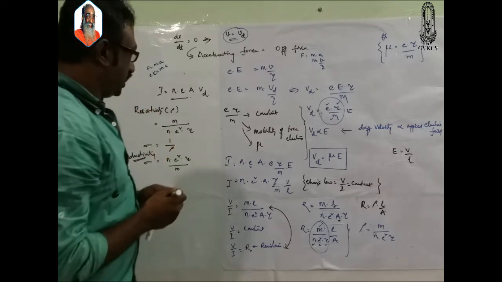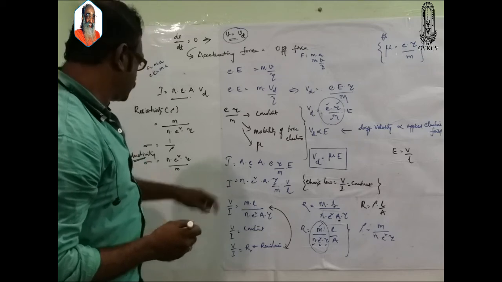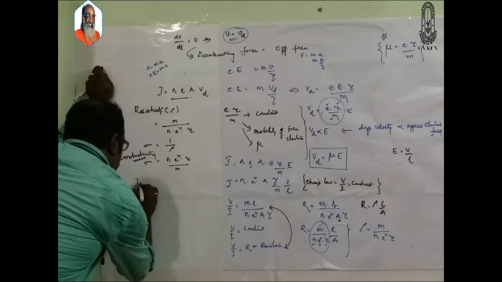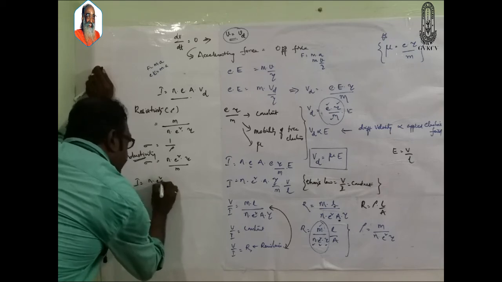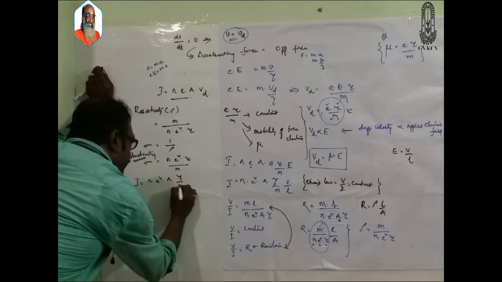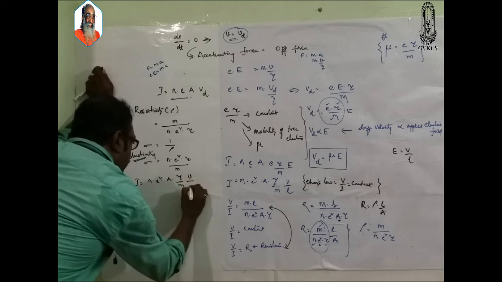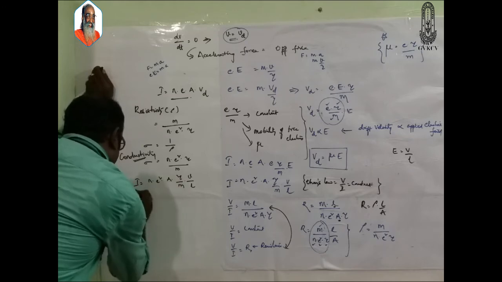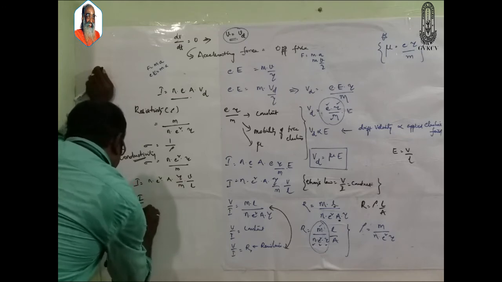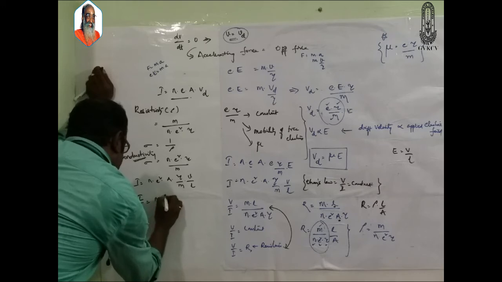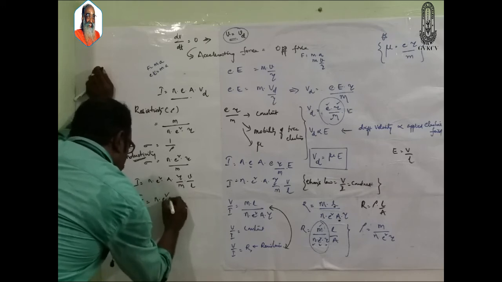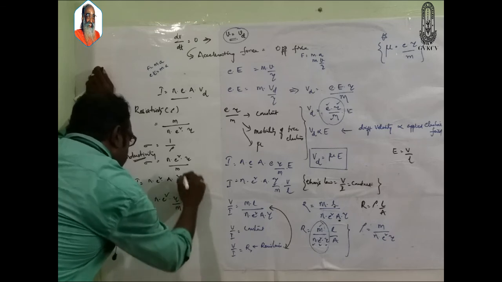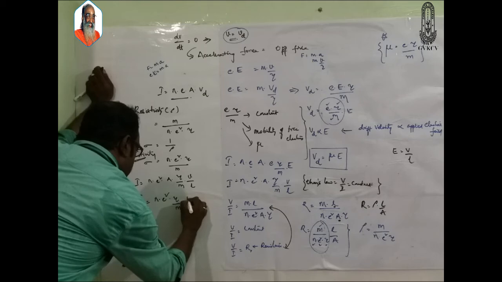Now from this, using this expression once again, I is equal to n e square A tau by m times V by l. So I will bring this A to this side. I by A is equal to n e square tau by m times V by l. V by l is nothing but E. So it is E. Okay.